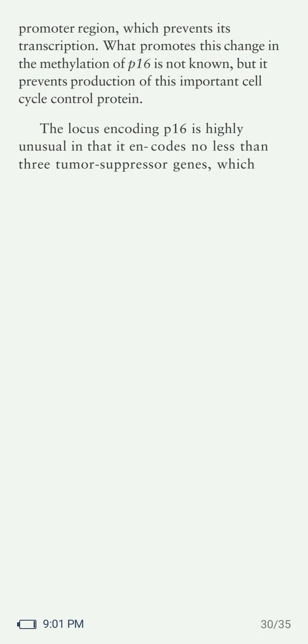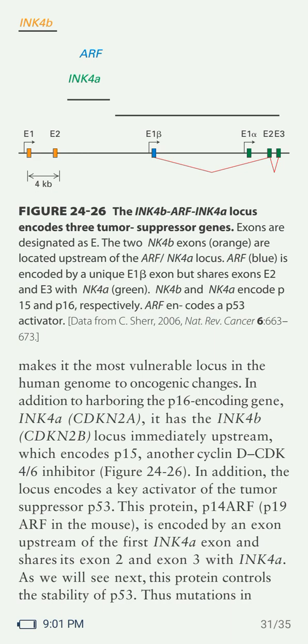The locus encoding P16 is highly unusual in that it encodes no less than 3 tumor suppressor genes, which makes it the most vulnerable locus in the human genome to oncogenic changes. In addition to harboring the P16 encoding gene INK4A (CDKN2A), it has the INK4B (CDKN2B) locus immediately upstream, which encodes P15, another cyclin D CDK4/6 inhibitor. In addition, the locus encodes a key activator of the tumor suppressor P53.